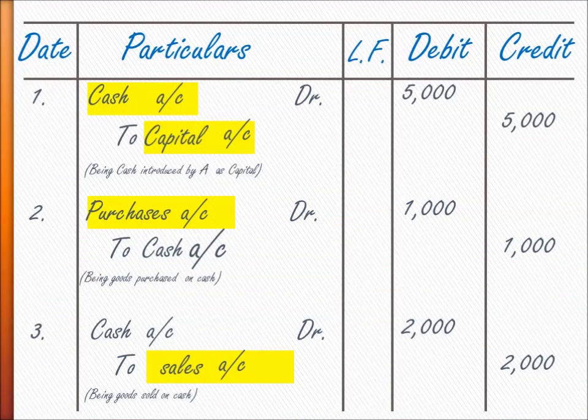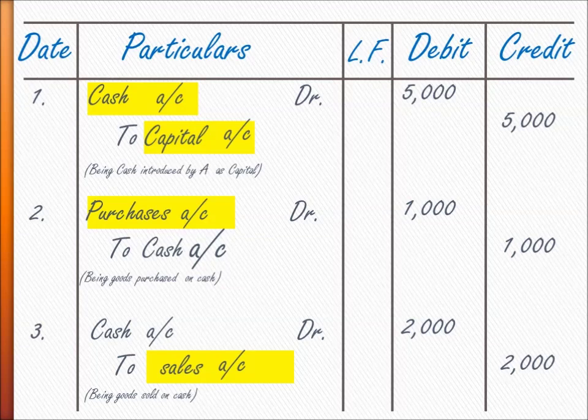So in the journal entries, 4 items or 4 accounts were involved: cash, capital, purchases and sales. And we opened 4 ledgers: cash, capital, purchases, sales, and we have written down the amount either on debit side or on credit side. It means ledger posting has been completed.